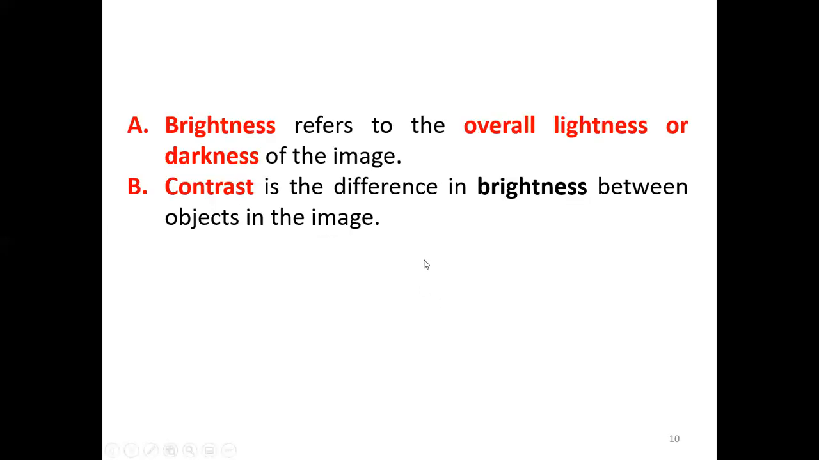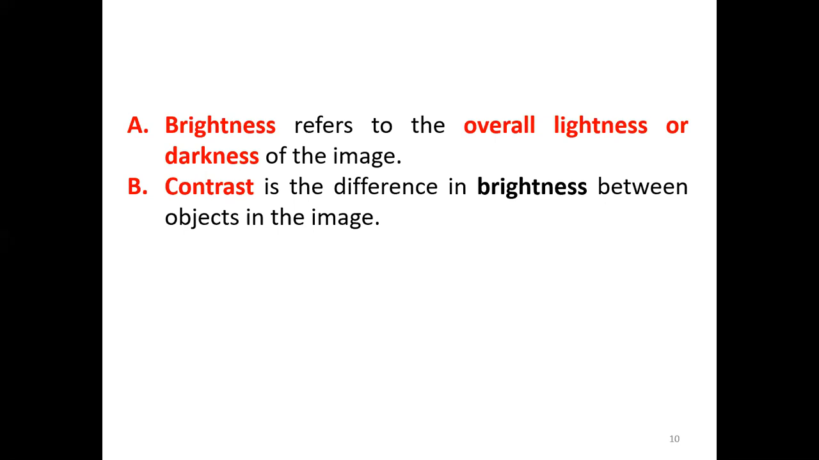We have a lung window, a soft tissue window, and a bone window. So we have to understand the width and level of the imaging. Two things happen even when you take a simple photograph: one is brightness, another is contrast. Brightness refers to the lightness or darkness of the whole image. Contrast is the difference in brightness between objects in a single image.